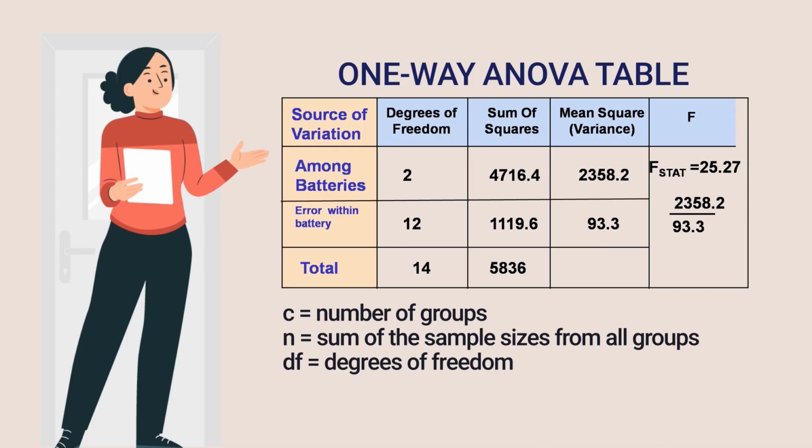We take the ratio. If this ratio is close to 1, that means the null hypothesis is true. But if the ratio is large, obviously there is a big difference between batteries and within-battery variation. The ratio comes out to be 25.27. So 25.27 means the between variation is 25 times more than the variation within batteries.